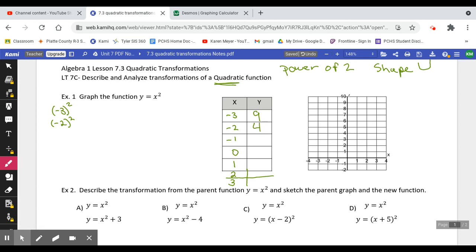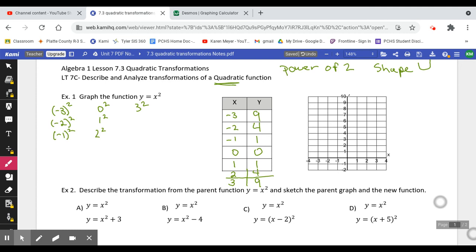So remember, whenever you have a negative number, before you square it, please make sure that it's in parentheses. And then you get 1, and then you have 0 squared. When you get to positive numbers, you don't have to have the parentheses. I mean, you can still keep it, but you only have to have it with negative ones. And then 3 squared is 9. So now let's go plot these points.